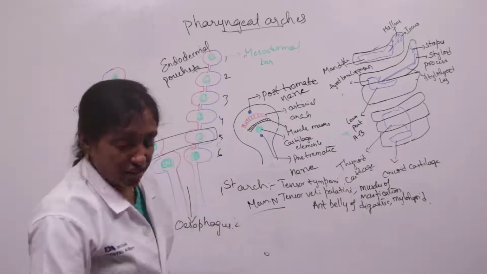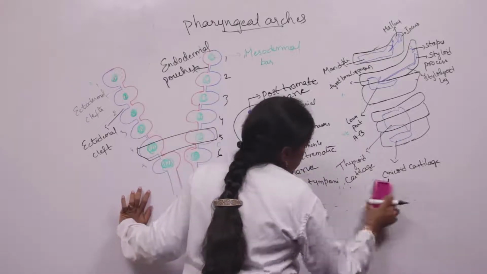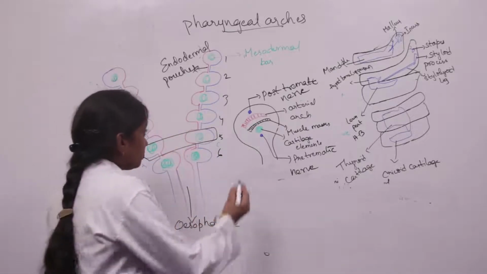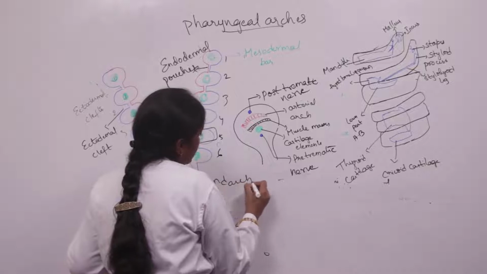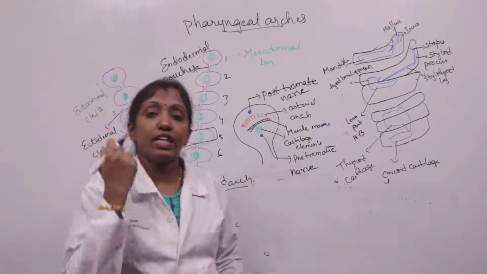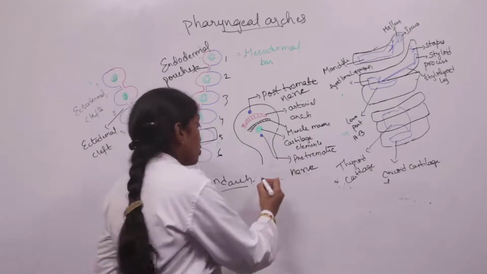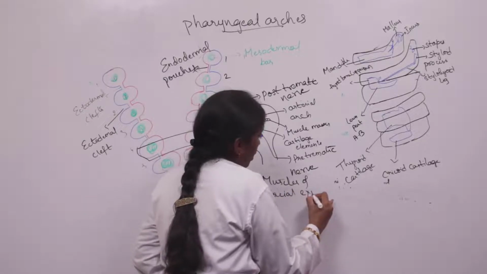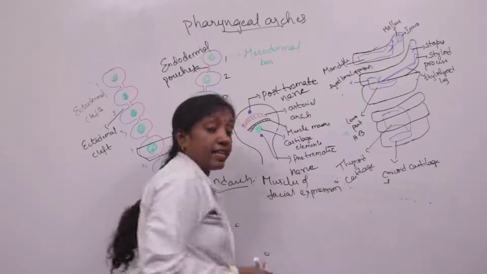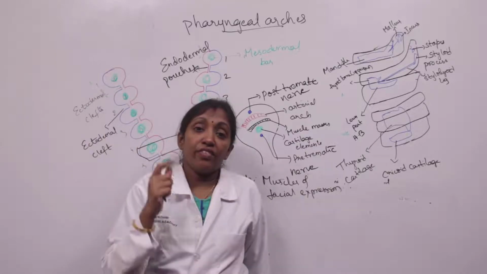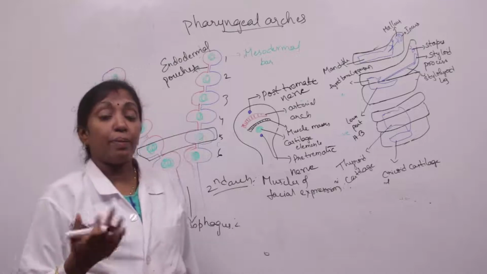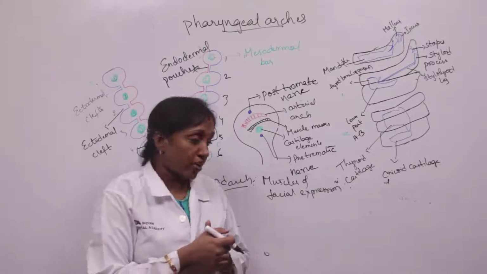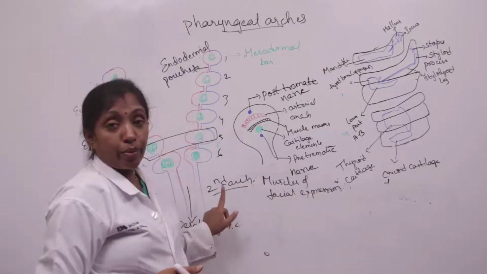Coming to the second arch, what are the muscle derivatives from the second arch? The muscle derivatives from the second arch are the muscles of facial expression. All the muscles of facial expression are derived from the second arch. We have many of them, right? Zygomaticus major, zygomaticus minor, orbicularis oculi, depressor labii, mentalis, levator labii superioris alaeque nasi, levator palpebrae superioris, frontalis. All these are muscles of facial expression, and they are derived from the second arch.